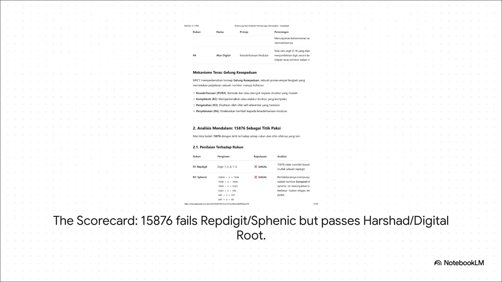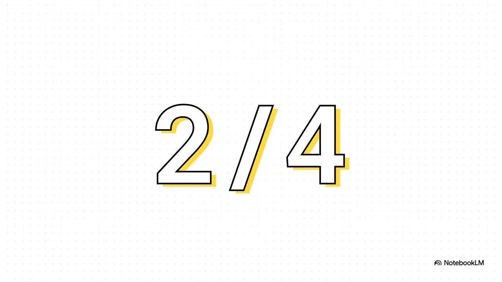As you can see, for R1 rep digit and R2 sphenic, the result is a fail. I mean, that's pretty obvious, right? Its digits aren't repetitive and its prime factors aren't structured the right way. But here's where it gets interesting. It passes the other 2 tests. It is a Harshad number, and like we just calculated, it has a digital root of 9. So it passes 2 out of the 4 tests.